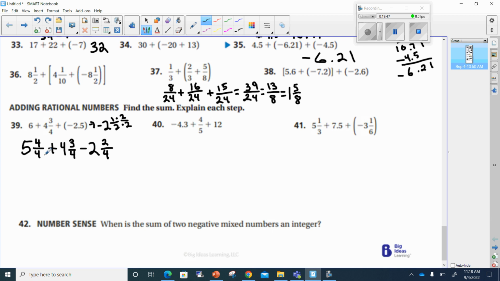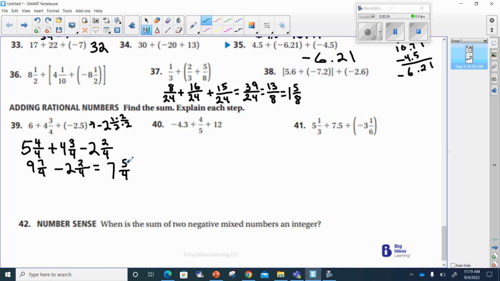Now I've got to go ahead and put my positive numbers all together. This is going to give me 9 and 7 over 4. And I'm subtracting 2 and 2 over 4. Remember, when my signs are different, I find the difference. That means I take the big number minus the small number, keep the sign of the big number. I know that 7 minus 2 is 5, so that's going to be 5. The 4 goes on the bottom. The denominator does not change when I add and subtract. And 9 minus 2 is 7.